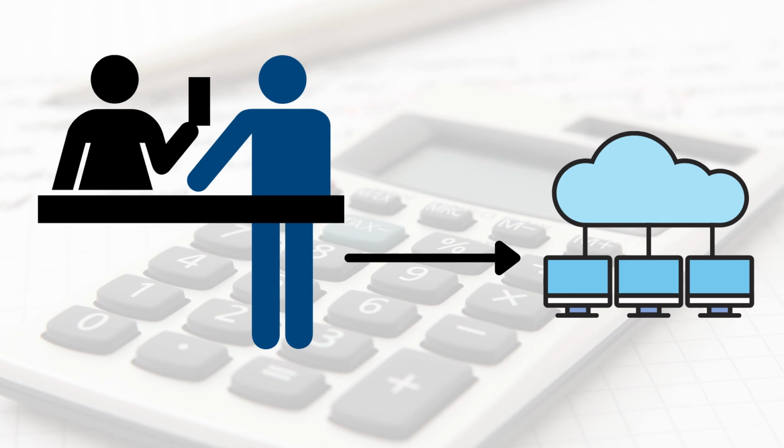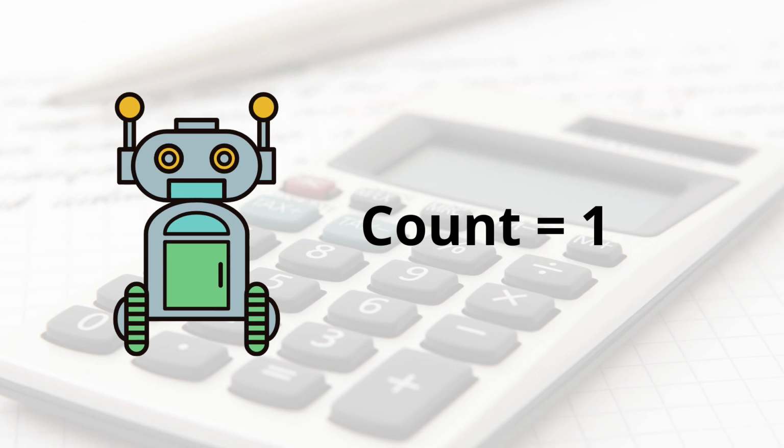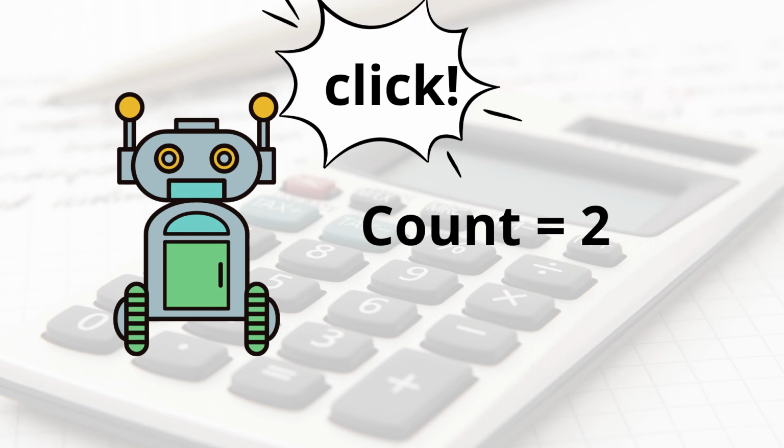The plan is to create a counter in a virtual database that increases every time someone clicks the equals button. The robot will be able to detect if the counter increases, and if it does, it'll initiate the yelling.